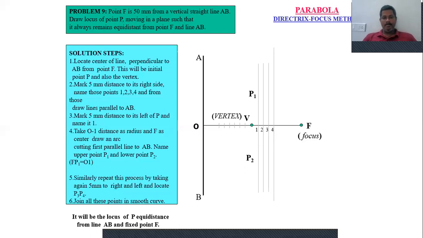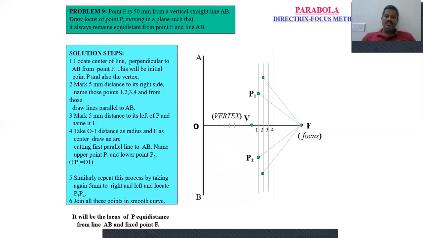OB, AB. So now, take O1 as radius with F as a center. Intersect this vertical line at P1 and P2 like this. And similarly, take O2 as radius with F as center to get P3 and P4 like this.